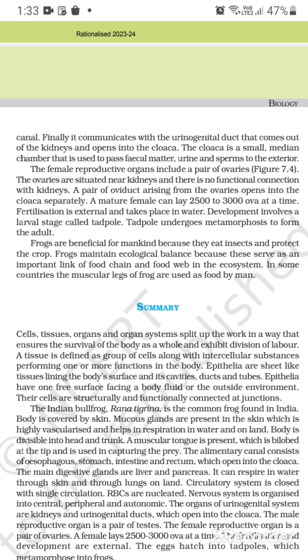The alimentary canal consists of esophagus, stomach, intestine, and rectum, which open into the cloaca. The main digestive glands are liver and pancreas. It can respire in water through skin and through lungs on land. Circulatory system is closed with single circulation. RBCs are nucleated. Nervous system is organized into central, peripheral, and autonomic. The organs of the urogenital system are the kidneys.